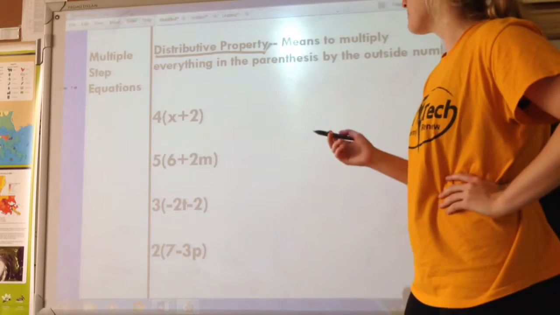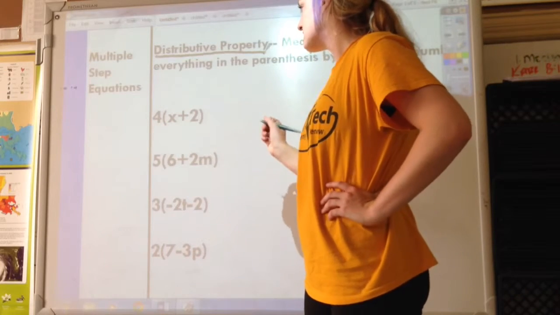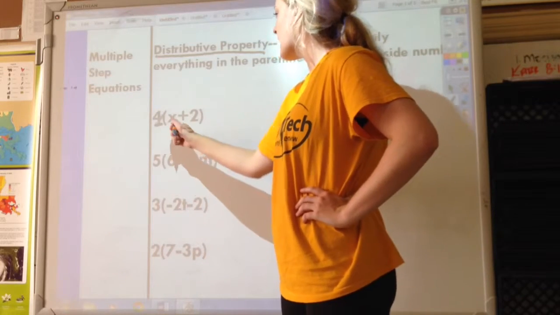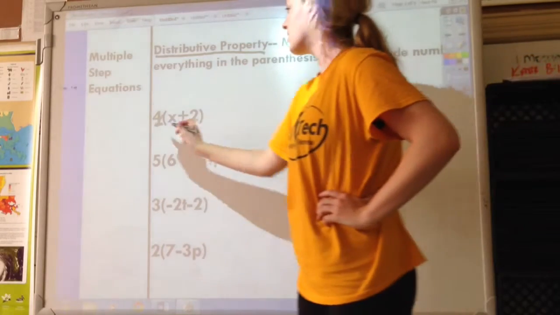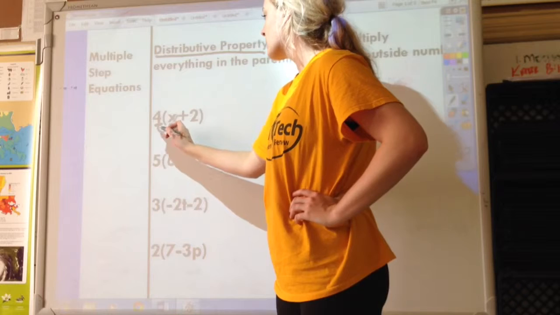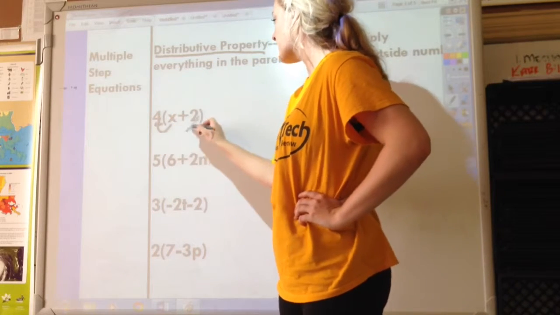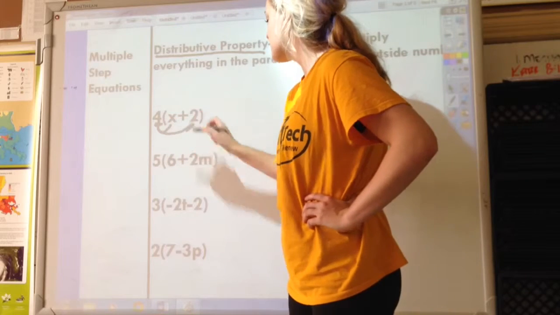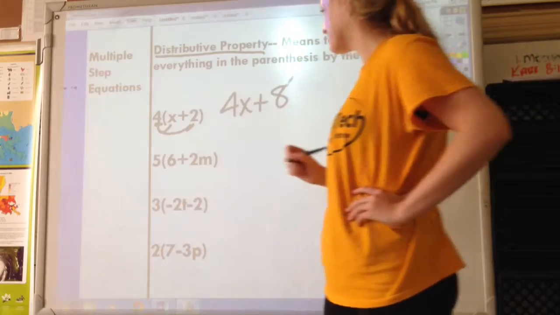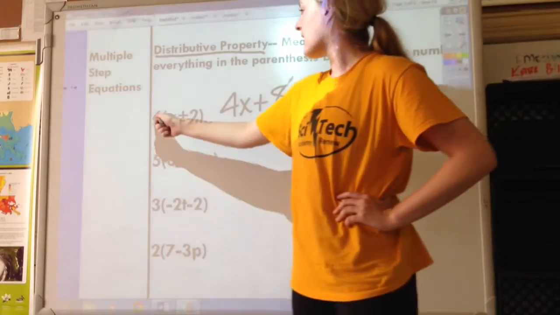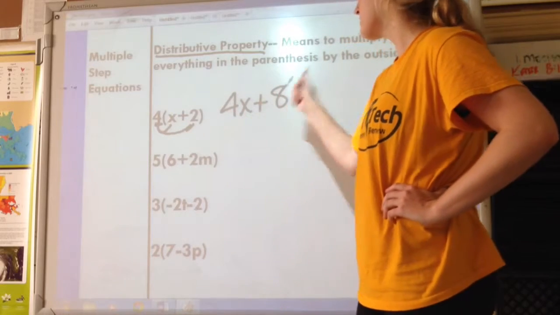So let's do an example. 4, and then we have x plus 2 inside our parentheses. 4 is my outside number, x plus 2 is inside my parentheses. So by the distributive property, I know that I'm going to multiply 4 by everything inside the parentheses. So I'll multiply 4 by x and then 4 by 2. And if I do that, that gives me 4x plus 8. Again, all I did was multiply 4 by x and then 4 by 2, and that gives me 4x plus 8.